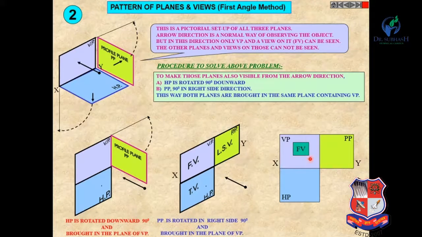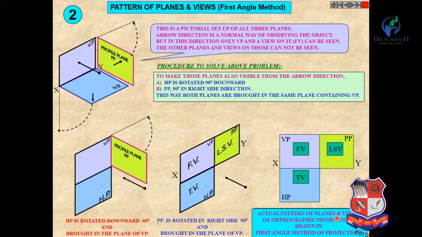This is the XY line. Now this view is the front view, which is projected on VP. This is the top view, which is projected on HP, and this is the LHSV, meaning the left hand side view, which is projected on the profile plane.